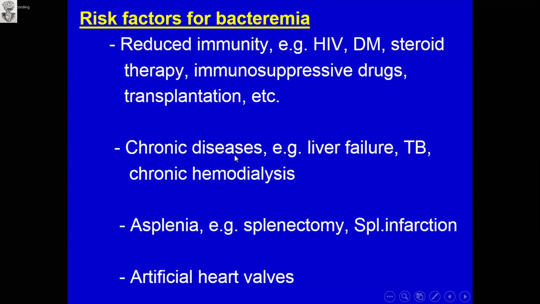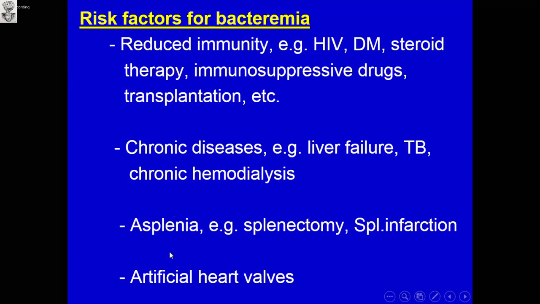Chronic diseases. Patients with liver failure. TB, tuberculosis. Chronic hemodialysis. Hemodialysis means kidney washing. Many patients stay on kidney dialysis for many years. These patients are susceptible to bacteremia, because they are always connected to the dialysis machine through the blood. Hemo means through the blood, because there are other types of dialysis, through the peritoneum, for example. But patients on chronic hemodialysis have a great chance of getting bacteremia.